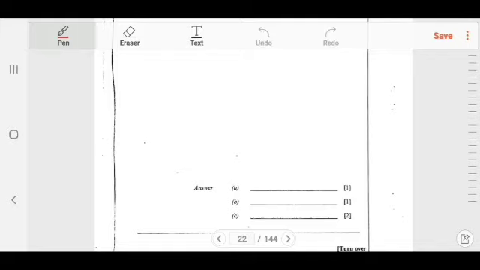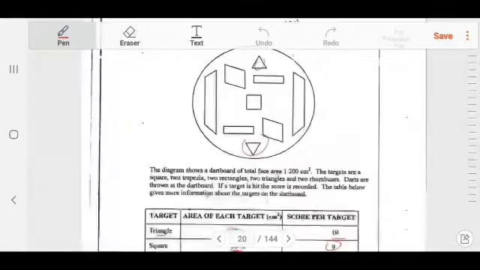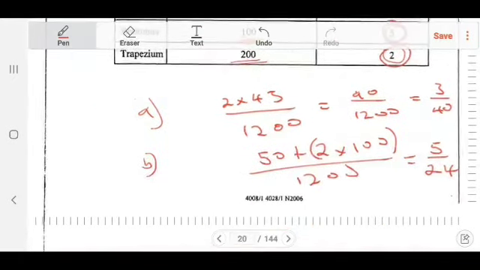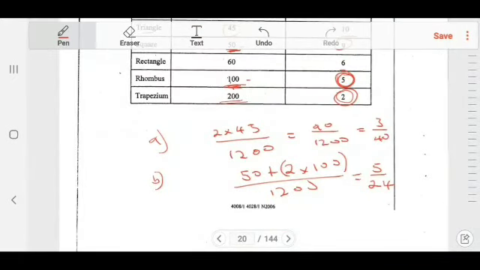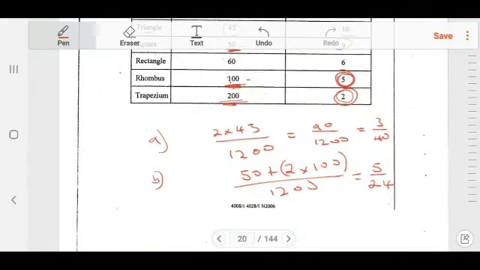Then let's go to C. C says a total of 7 from 2 throws, which means we can get them from this one and this one, which is 2 and 5. So let's do that. We have 2 rhombuses and 2 trapeziums. So our probability is going to be 2 times 100 over this one, then times 2 times 200 over this one. If you simplify that one, you're going to get your probability is 1 over 9.